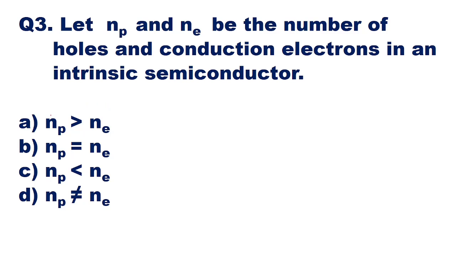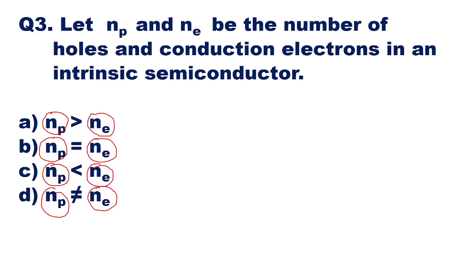Option A, number of holes greater than number of conduction electrons. Option B, number of holes is equal to number of conduction electrons. Option C, number of holes less than number of conduction electrons. And option D, number of holes not equal to number of conduction electrons. Out of these options, which option is correct for an intrinsic semiconductor?